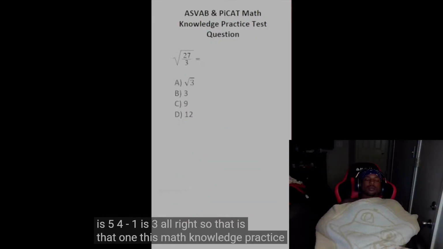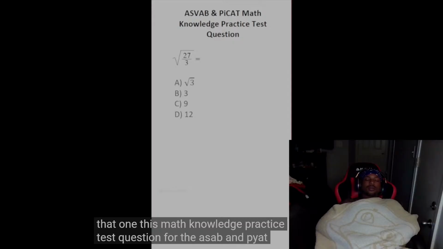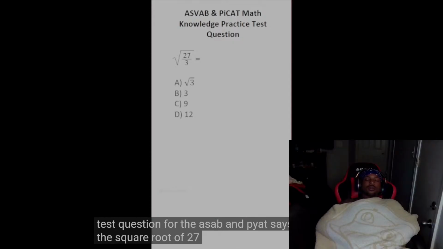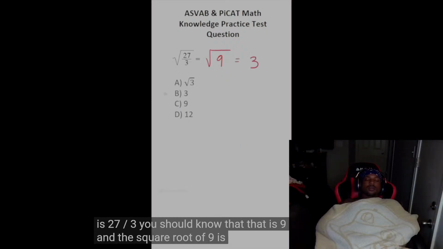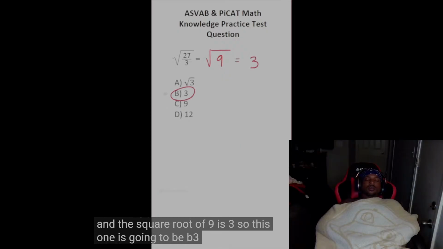This math knowledge practice test question for the ASVAB and PiCAT says the square root of 27 divided by 3 equals. So what is 27 divided by 3? You should know that that is 9. And the square root of 9 is 3. So this one is going to be B, 3.